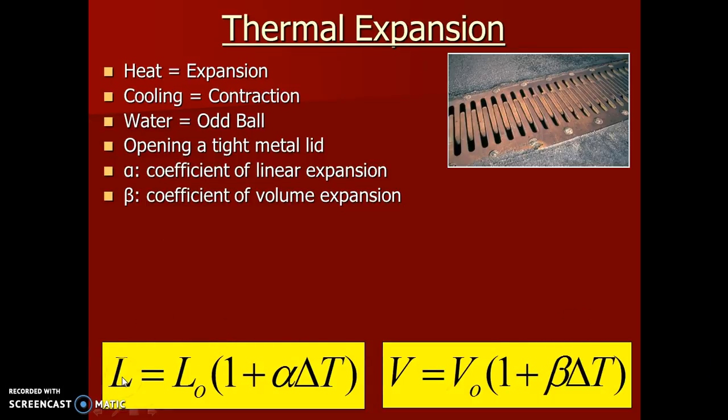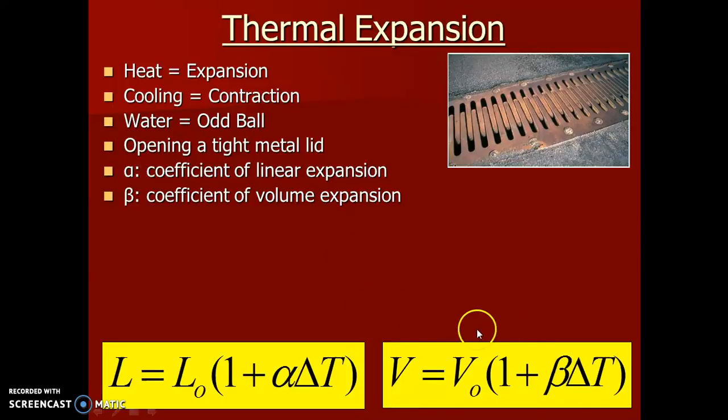We have either linear expansion or volumetric expansion. For linear expansion, this just says that the final length L must be equivalent to the initial length times 1 plus alpha change in T, where alpha is the coefficient of linear expansion, and that is a given or known value for different materials. Brass or steel or copper, for example, have a different coefficient of linear expansion.